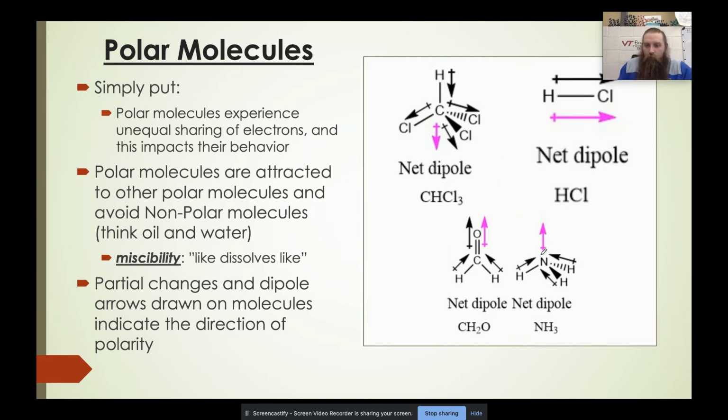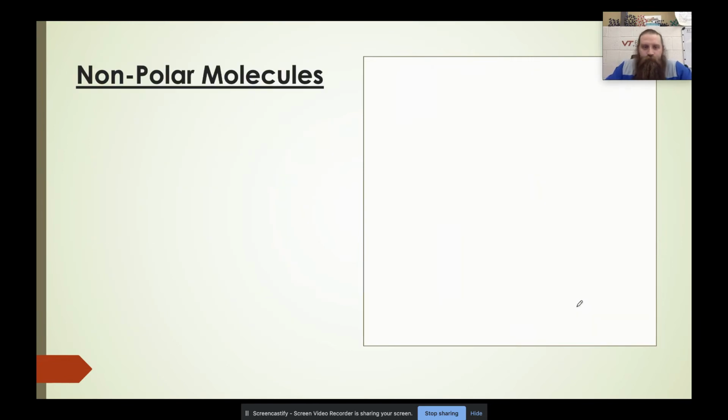Same thing here for ammonia. You have a lone pair right there. Nitrogen is more electronegative than hydrogen, so everything is pulled towards the middle. So from the bottom to the top gives us our dipole arrow.